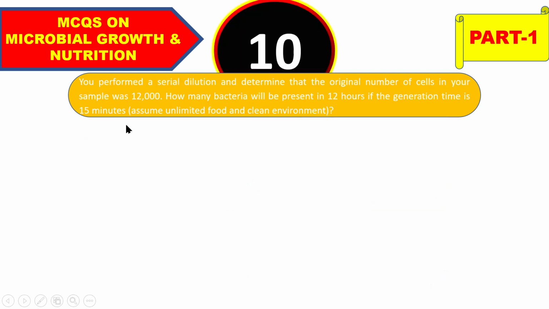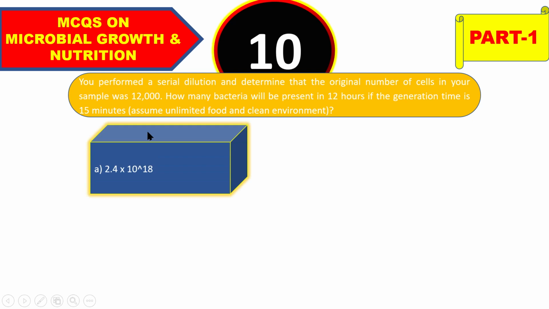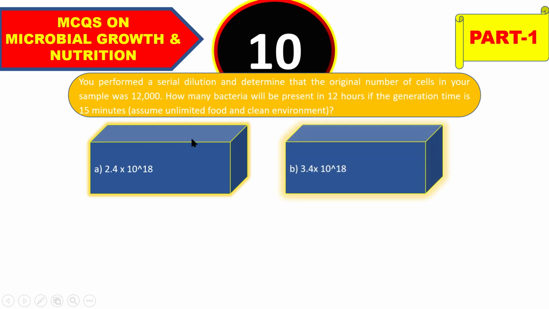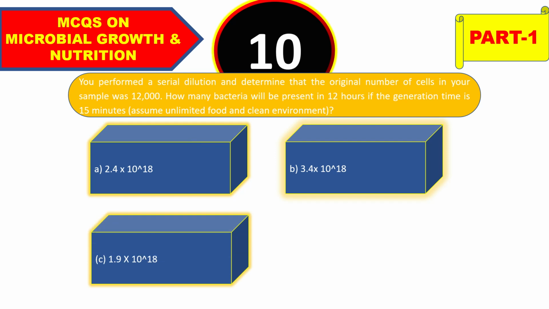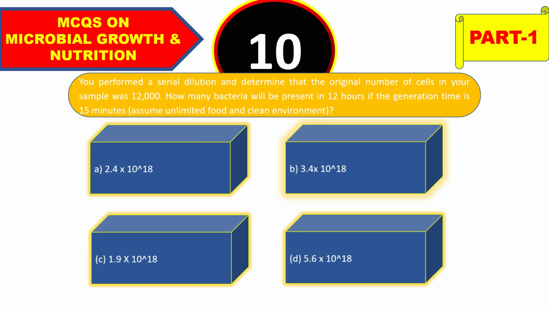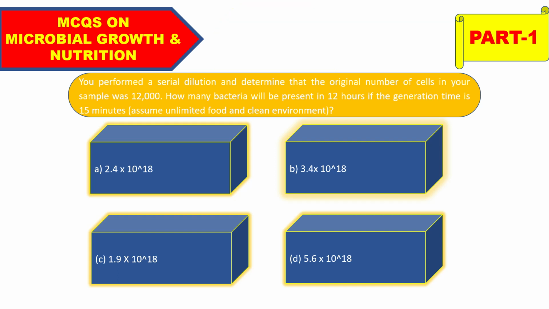So move on to the next question, it is also a numerical. You performed a serial dilution and determined that the original number of cells in your sample was 12,000. How many bacteria will be present in 12 hours if the generation time is 15 minutes? Assume unlimited food and clean environment. Okay, so the first answer is 2.4 into 10 to the power 18, 3.4 into 10 to the power 18, 1.9 into 10 to the power 18, or 5.6 into 10 to the power 18. And the right answer is 3.4 into 10 to the power 18.